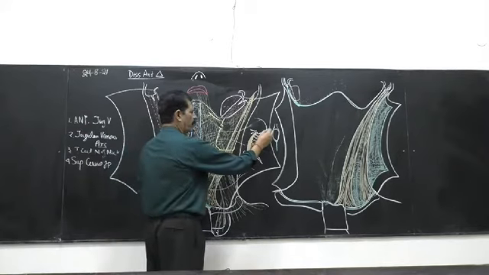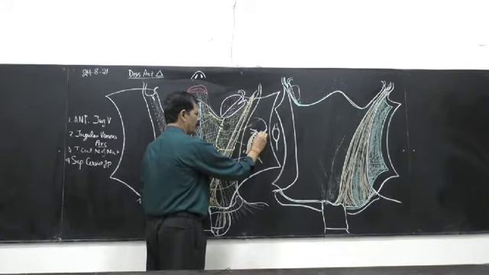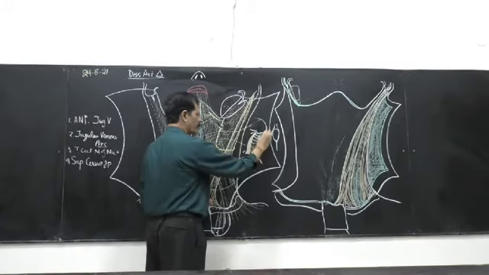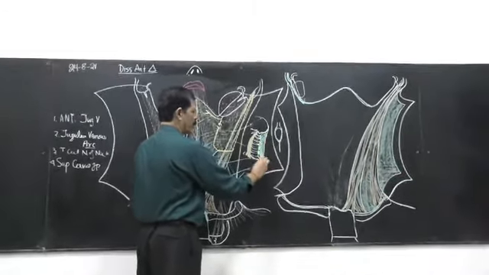So it is attached to the external occipital protuberance, the ligamentum nuchae, then it is attached to the external occipital crest up to the foramen magnum, then it is attached to all the spines of the cervical vertebrae. So this is the ligament of the neck. This is called ligamentum nuchae.